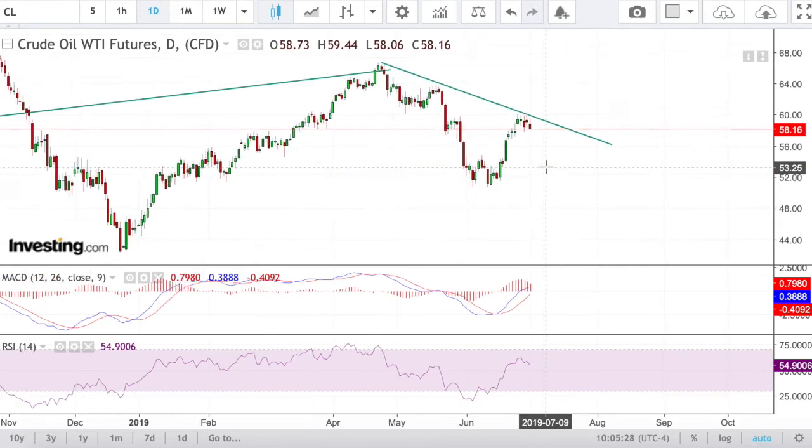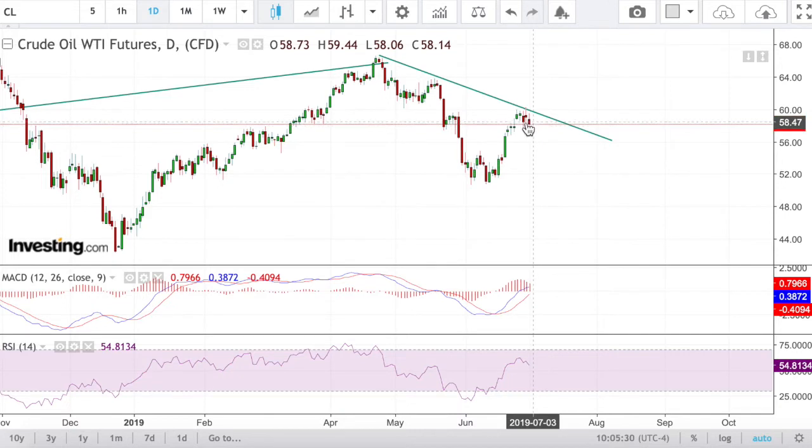You can short it when you start seeing a bigger red candle. Today I think we're down 1%. If we start going down a little bit more today, that would definitely be a sell signal on crude oil to go down lower, to perhaps definitely down to 50.64. So I'm definitely short on crude oil now.